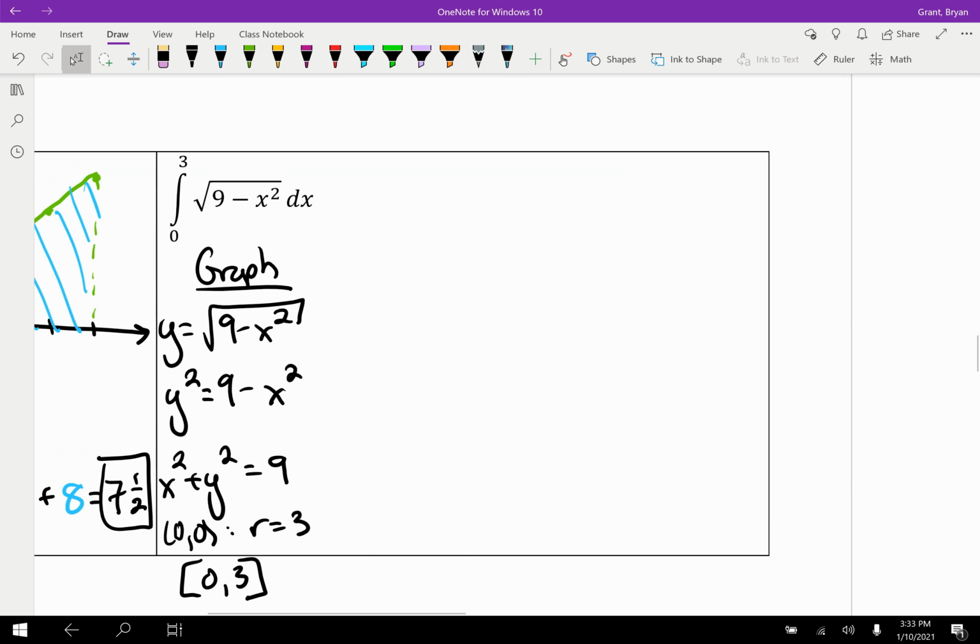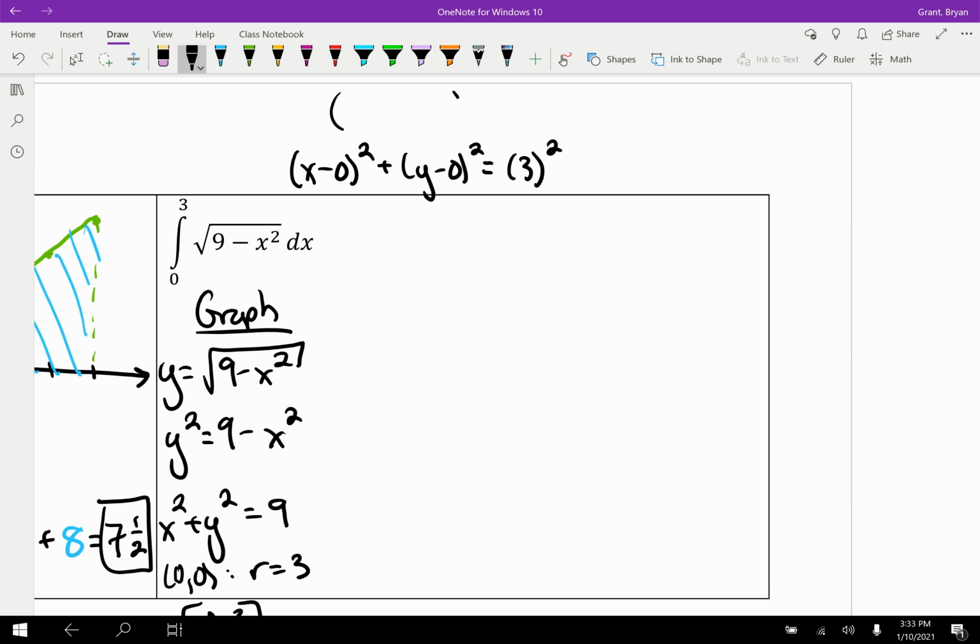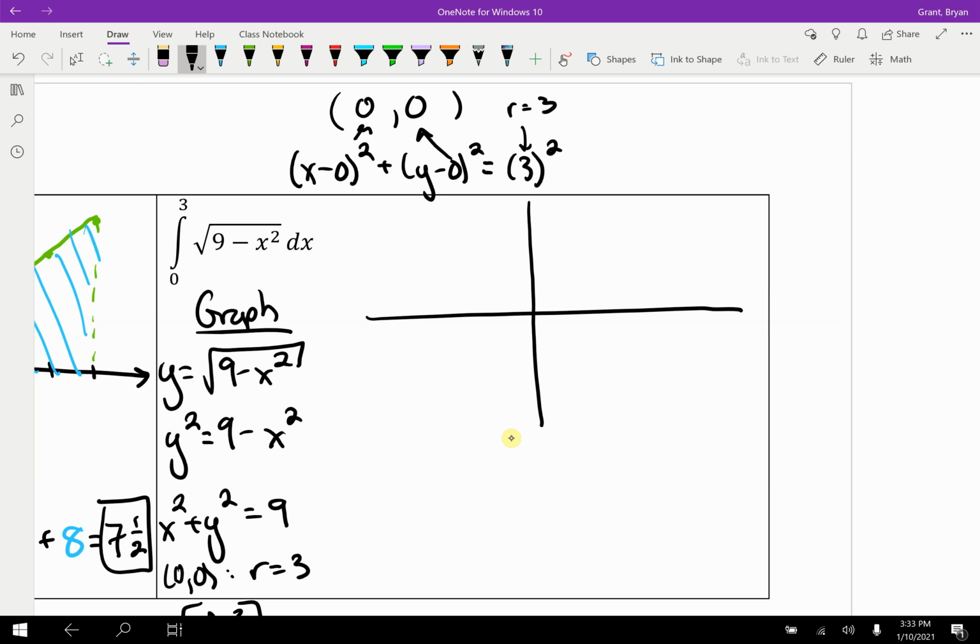Well, technically, x squared plus y squared equals 9 is maybe better written as (x minus 0) squared plus (y minus 0) squared equals 3 squared. You can see the Pythagorean theorem relationship here. This is an h, k form where our h and k both have minuses, so we're doing the opposite of each. And then we have my radius of 3. So circle centered at 0, 0.